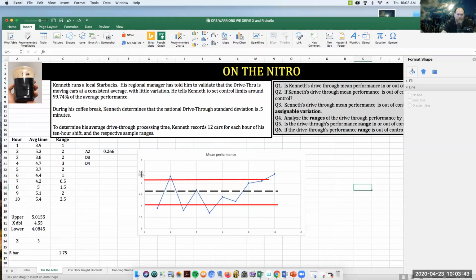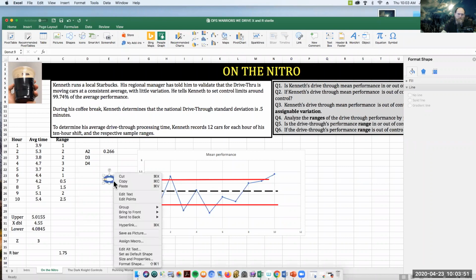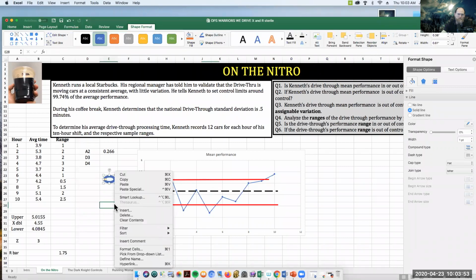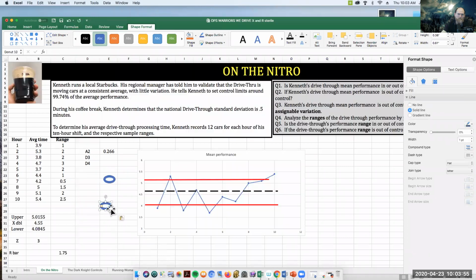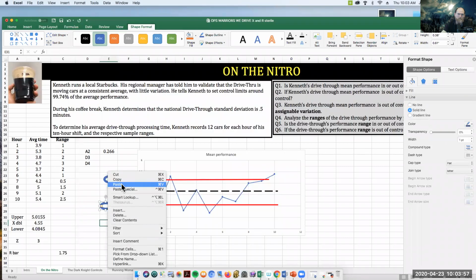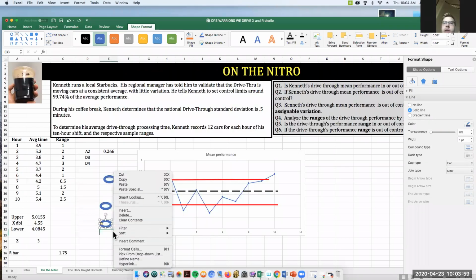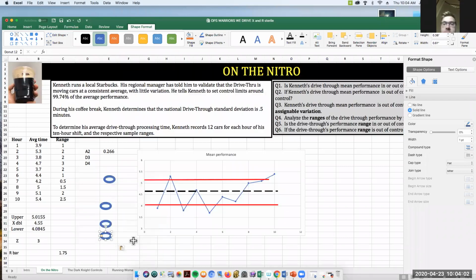Now, we can do this a number of ways. We could just circle this. Let me just make a bunch of these circles so I have them. Professor, these would be considered outliers, right? Yeah, that's one way of putting them.